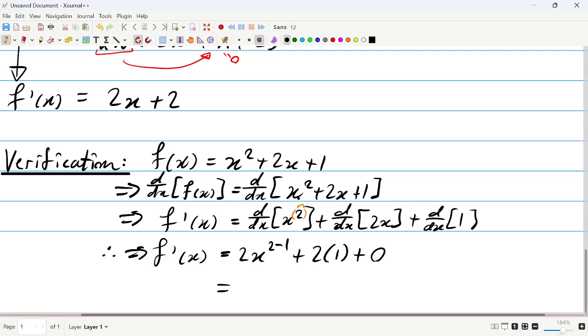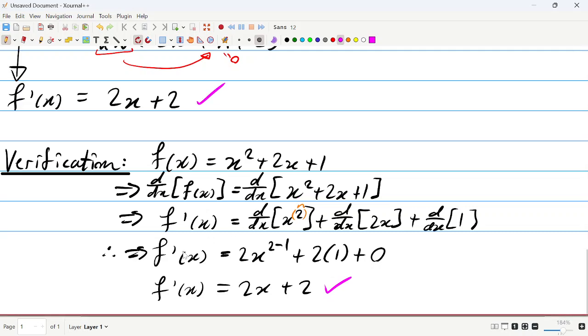So therefore, f prime of x is just going to be equal to 2 times x to the power of 2 minus 1, which is just 1. So it's just 2x plus 2 times 1, which is 2. Can you see that this answer is the same as this answer? That is how you actually check whether what you did was correct. And that is just the first principles. Now I will just give one question for you to try out by yourself, and then from there we will move on to another topic.